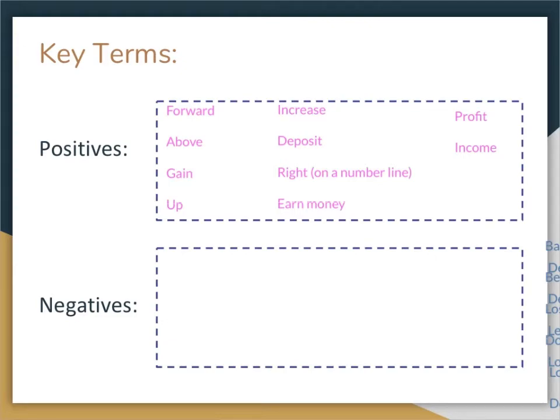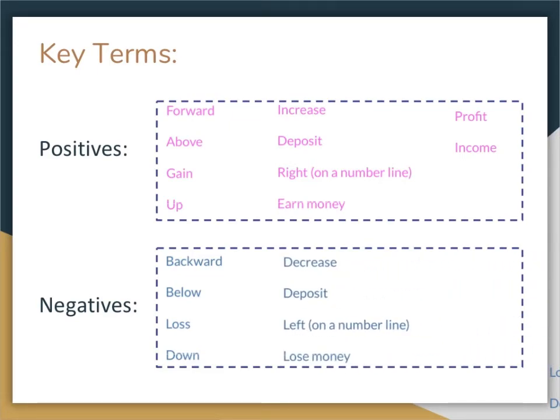Okay, hopefully you've recorded all the positive key terms. So now let's talk about things that are negative. Negative examples would be backwards or going below. A loss, like a loss in yardage or a loss of money, that's a negative thing. Down would be negative. A decrease, and this should say withdraw instead of deposit.